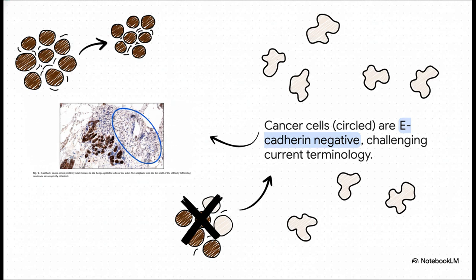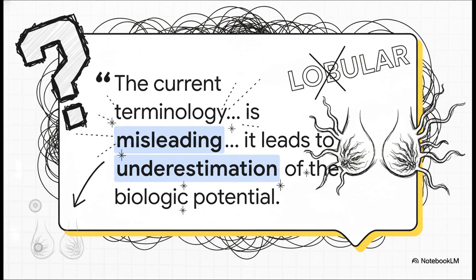Normal lobular cells, which you see here in dark brown, are strongly positive for it. But the cancer cells of this disease, circled there in the oval, are completely unstained. They're E-cadherin negative. This really challenges the conventional name infiltrating lobular carcinoma because these cancer cells don't share this key feature of the cells they supposedly come from. And that leads us to this really powerful conclusion from the authors. They argue that the very name we use for this cancer is misleading. By calling it lobular, we're not only probably wrong about its origin, but more importantly, we are causing clinicians to underestimate its truly aggressive biological potential.